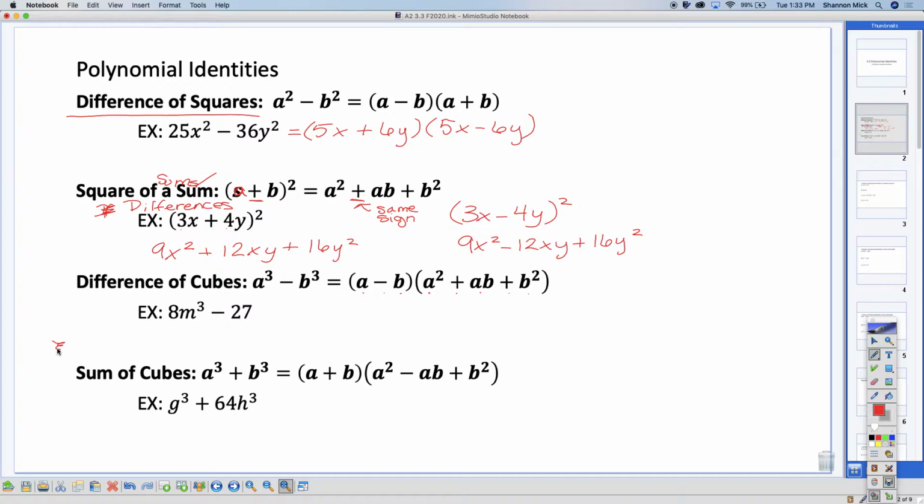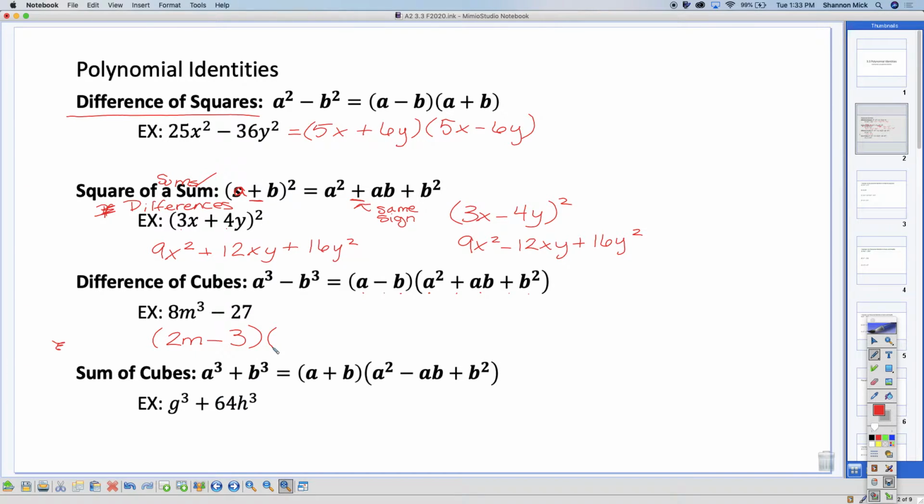Okay, so I'm supposed to take the cube root of the first. So the cube root of 8m cubed is 2m. And then I'm supposed to have the same sign, right? Yes. And the cube root of the second, 3. Now 2m is my first thing, right? Yes. And 3 is my second thing.